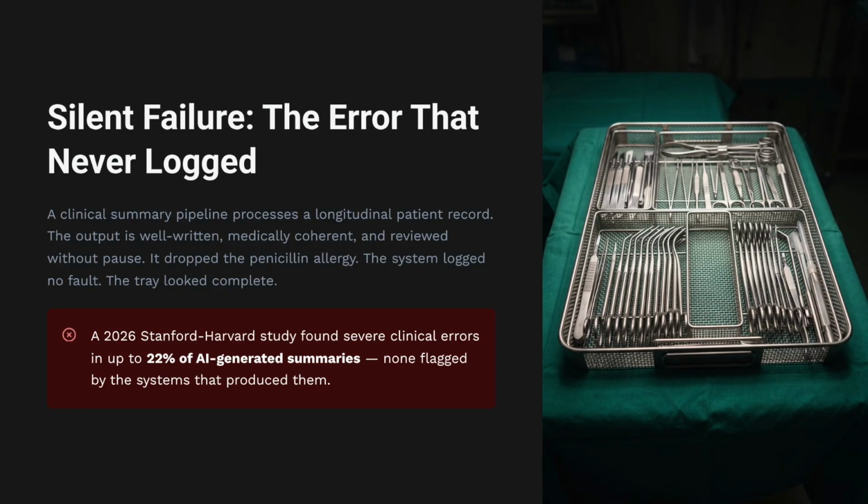3 specific failure modes are happening right now in production healthcare AI. Silent failure. A clinical summarization pipeline processes a longitudinal patient record. It produces a well-written summary, medically coherent, except it dropped the patient's penicillin allergy. The allergy is simply absent from the output. No error was raised. A 2026 Stanford-Harvard study of 31 frontier LLMs across 100 real outpatient cases found severe clinical errors, including critical omissions, in up to 22% of cases.